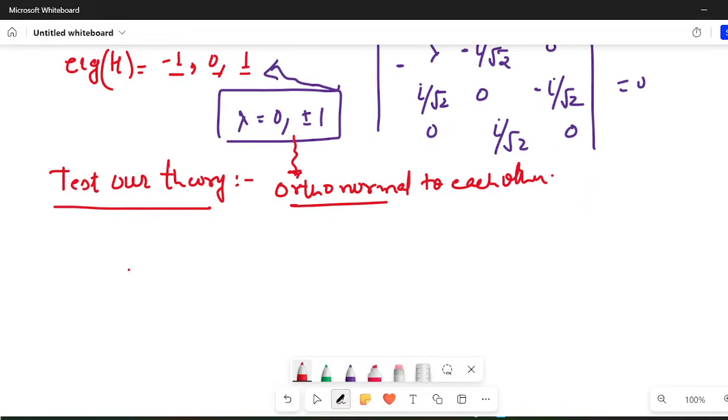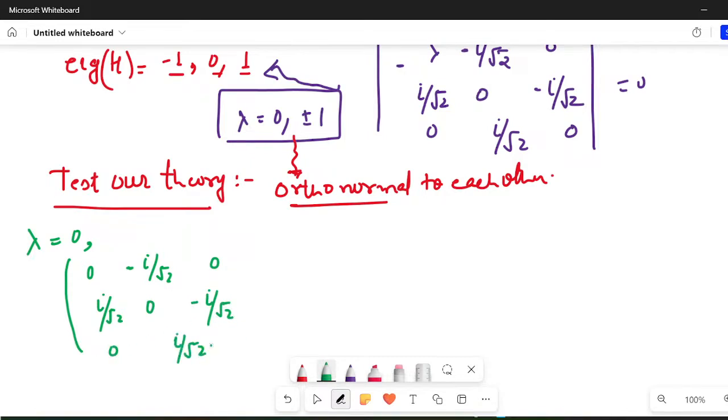So as suggested, let us first do for lambda equal to 0. Sorry, I said lambda equal to x, lambda equal to 0. So for lambda equal to 0, what you are going to have: this would be 0, minus iota upon root 2. This would be 0. This would be iota upon root 2. This would be simply 0. This would be minus iota upon root 2. And this is 0. And this is iota upon root 2. And then again this is 0.